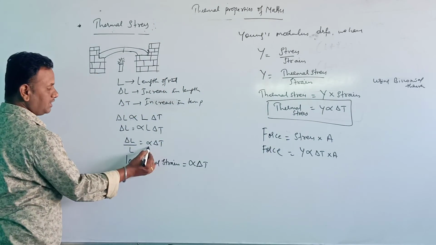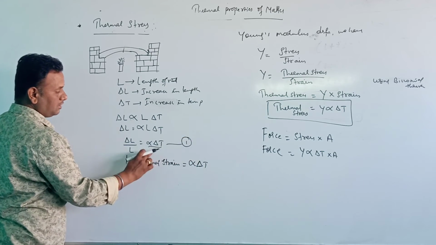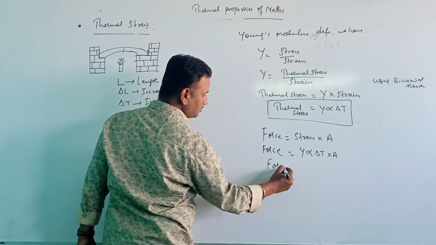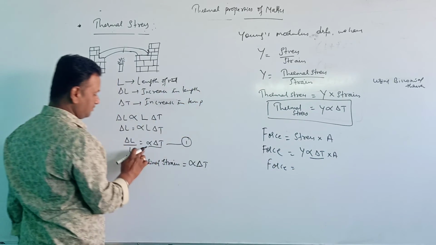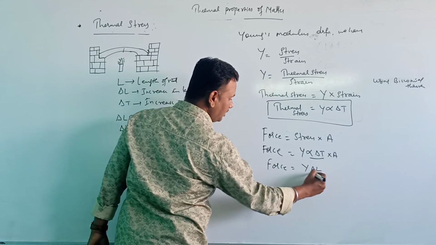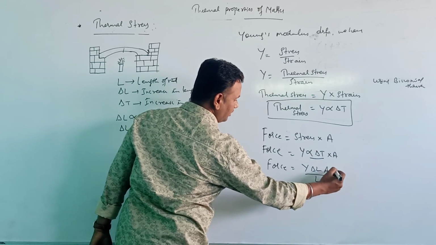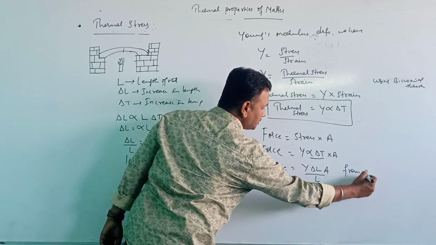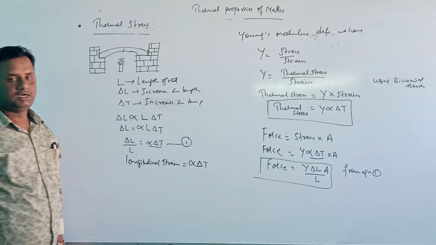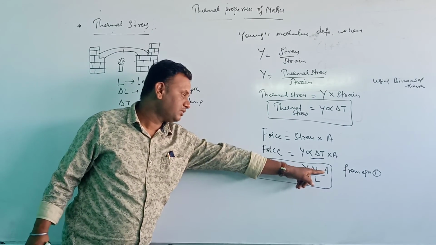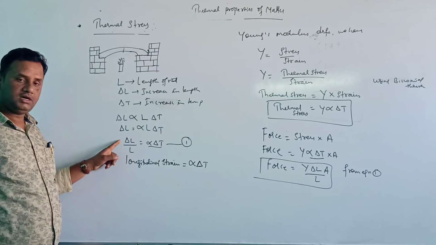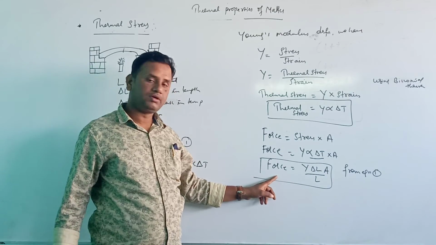Now what is alpha delta T? Take this as equation number 1. Alpha delta T is equal to delta L by L. So force is equal to, in place of alpha delta T, I am substituting delta L by L: Y into delta L by L into area. So from equation 1, the force expression is Y into delta L into A divided by L, which is the required expression for force.